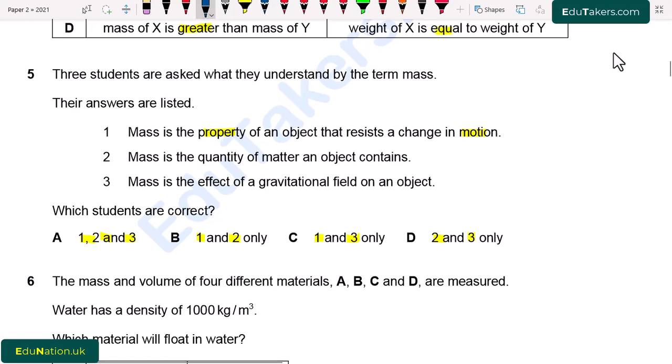So from here we know that mass is the property of the object that resists a change in motion. So 1 is correct, and also mass is the quantity of matter an object contains. It means that 2 is also correct. Option 3 is incorrect because mass is not the effect of gravitational field. It's basically the weight. So option B is correct, which is only 1 and 2.